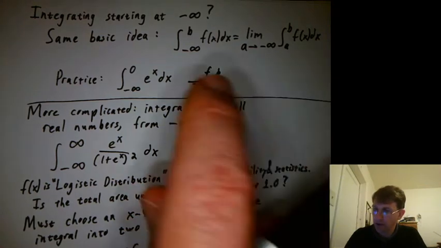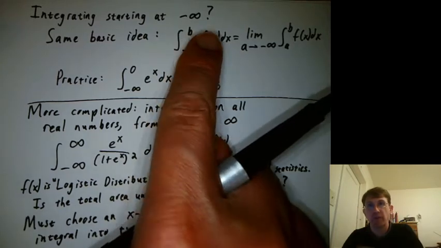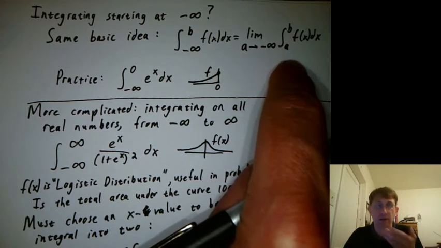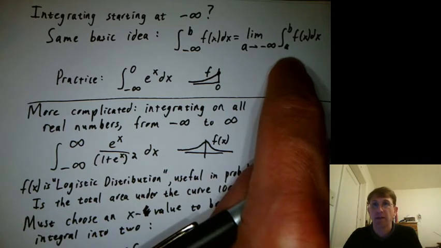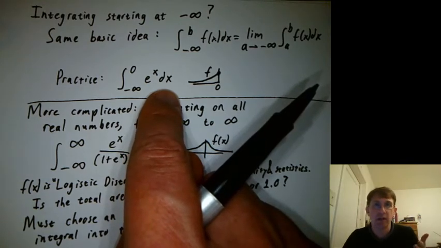We'll take a quick look at integrals starting at negative infinity instead of going all the way to positive infinity. It's the same basic idea. You say, well, it's the integral from a to b, which is already well defined, and then let a go to negative infinity. Here's a quick practice problem you could do. It's basically the mirror image of what we just did.